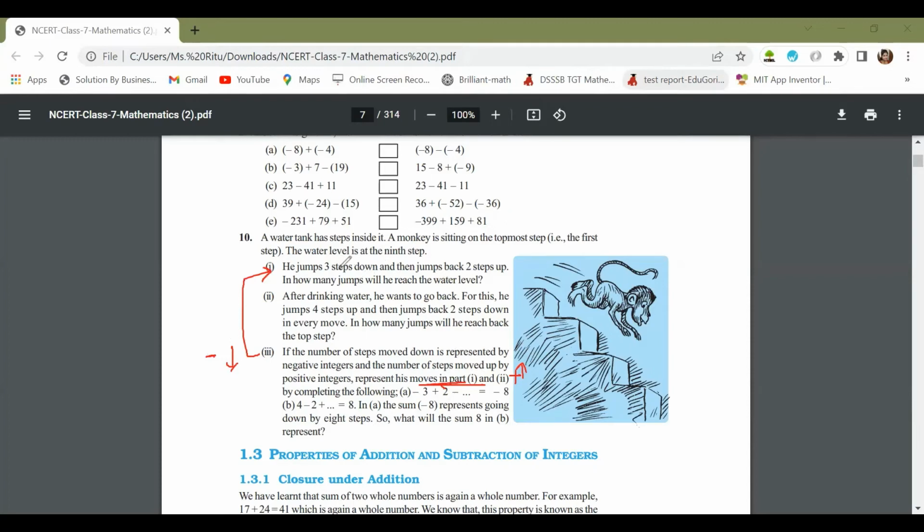See, they are saying represent his moves in part 1. In part 1, he was going 3 steps down. Down means negative, so 3 we will consider as -3, and up means positive, so 2 steps up we will consider as +2. You have to follow this procedure and find the answer. In A part, the sum -8 represents going down by 8 steps. So let's see whether it's showing -8 or not. We'll verify this. And in the second part, they are saying sum 8. So in the first part our answer should be -8 and in the second part it should be 8.